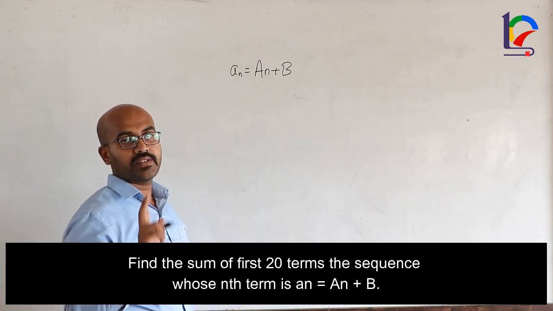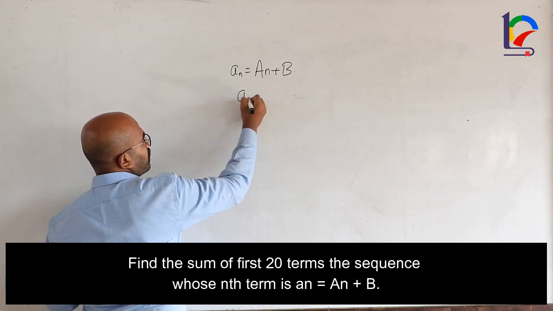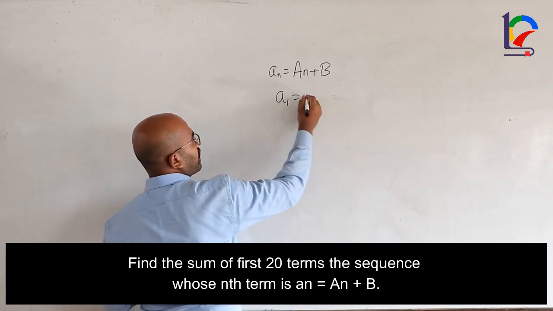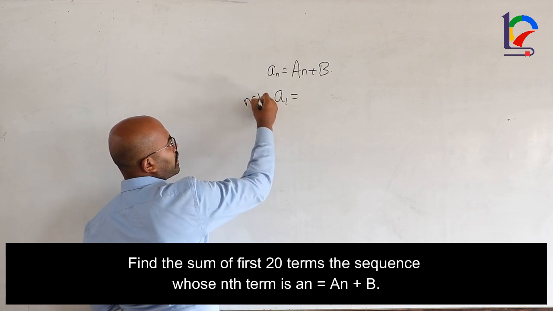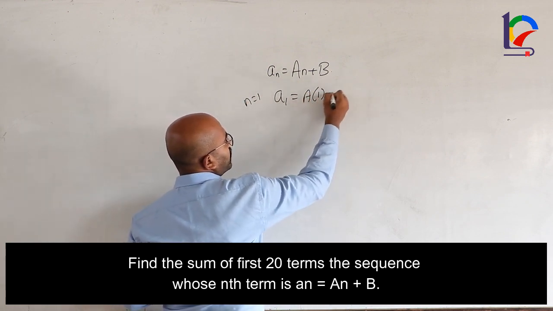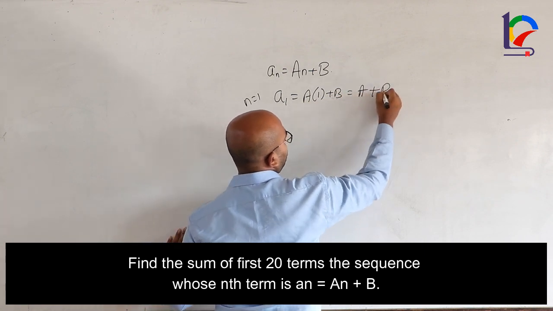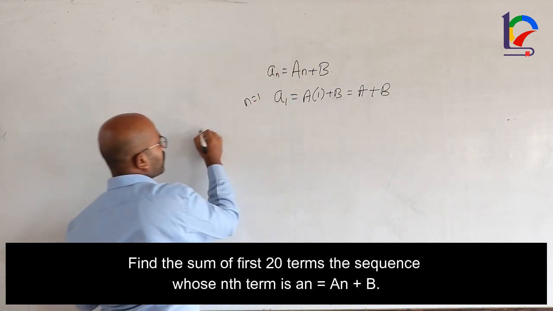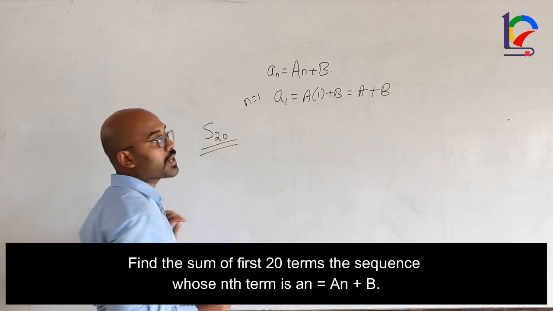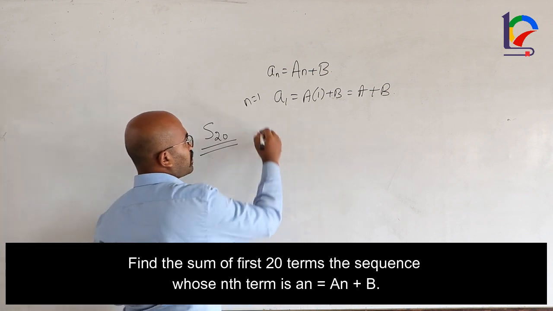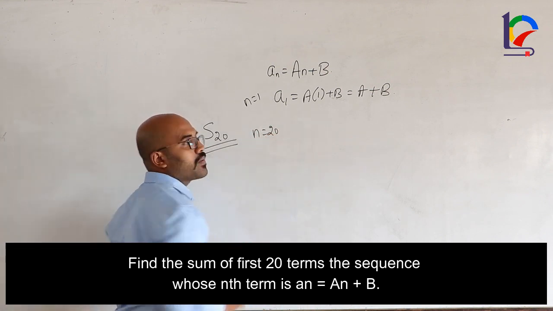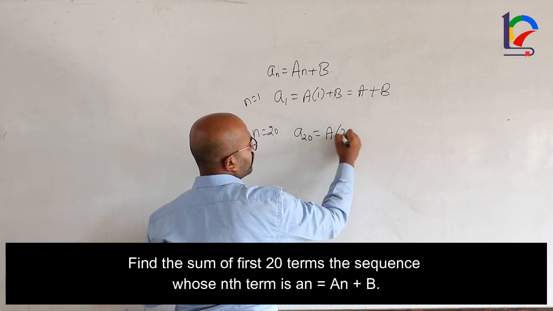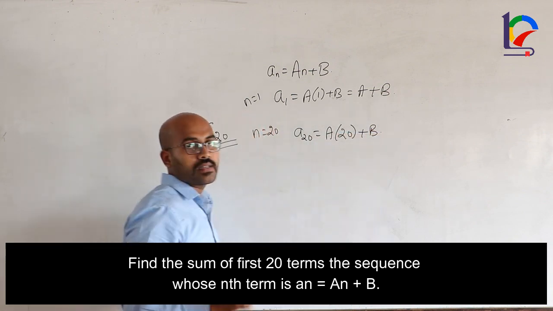Here there are two ways in which we can solve. One is, obviously, we need to find the first term, the second term, the third term, and the last term. So a1: in the place of n, I am substituting 1. So a1 is equal to a into 1 plus b, which is nothing but a plus b. One way is to find the 20th term. So a20 is equal to a into 20 plus b.